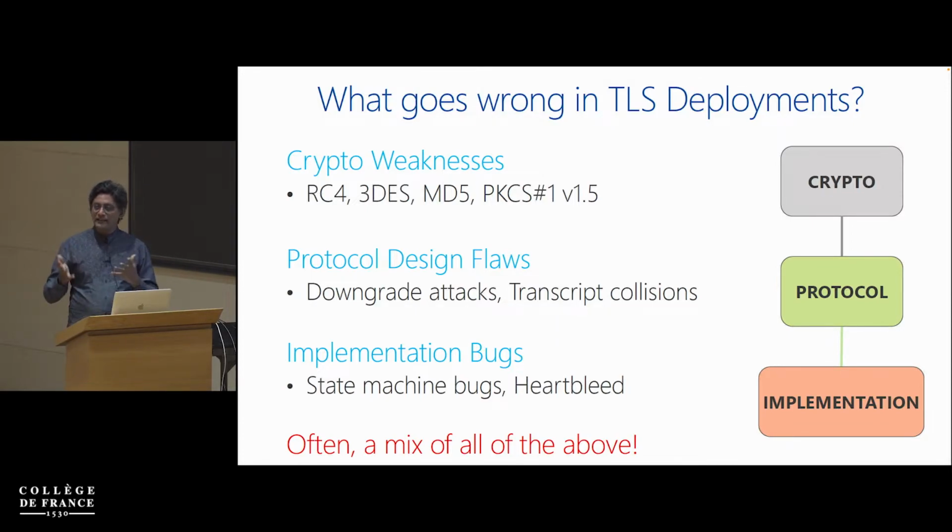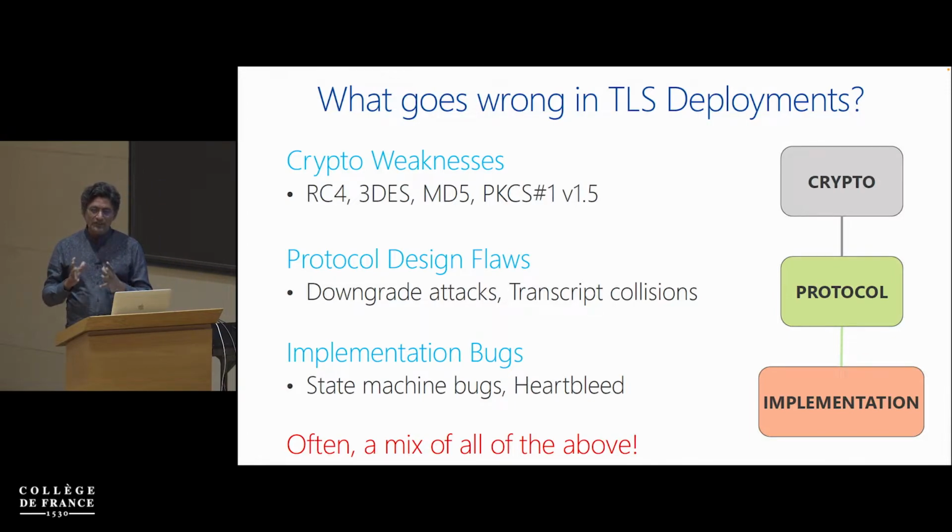So I would say there are roughly 3 categories of things that are going wrong, and I'm going to look at each of them in detail. Okay? The first one is weaknesses in the crypto. The second one is flaws in the design of the protocol. And the third one is flaws in the implementation.